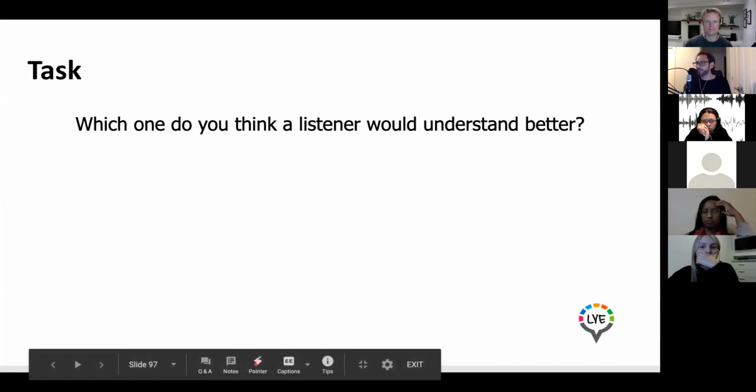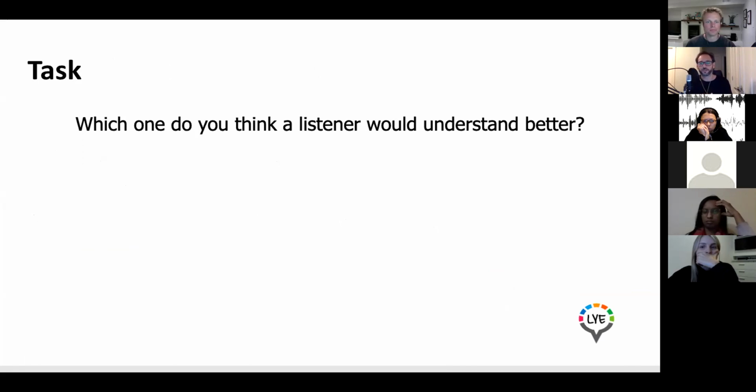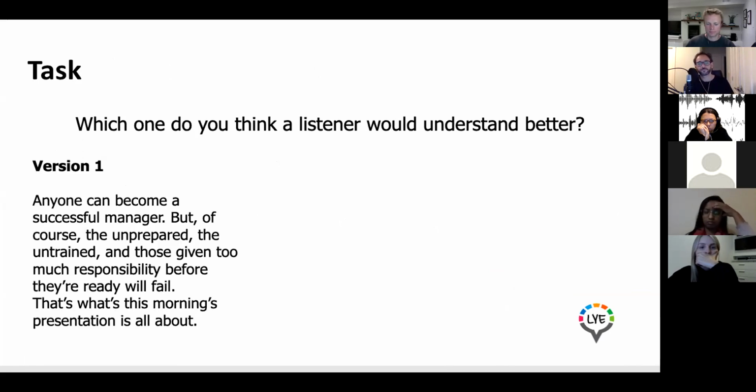So I'm going to ask everyone to use the chat box for this one. Two examples of the same spoken discourse. Which one do you think a listener would understand better? Number 1. And by the way, this means the end of a thought group. So anyone can become a successful manager, but of course the unprepared, the untrained, and those given too much responsibility before. You get it.